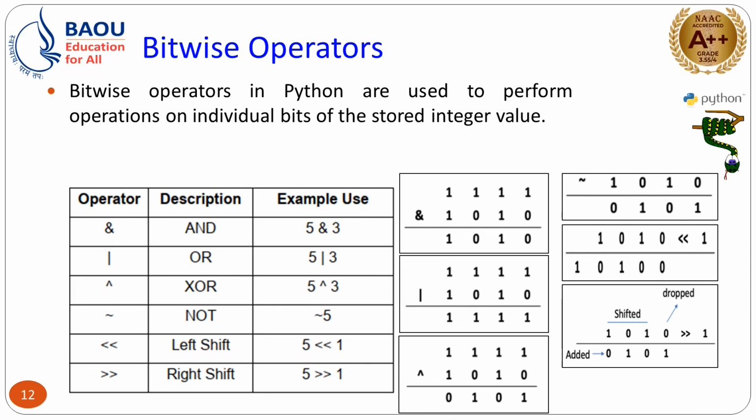Then the left shift and the right shift. In the left shift, according to whatever operand you are using, say for example you want to move to a particular position by only 1, in that case you use the left shift with 1 operation.